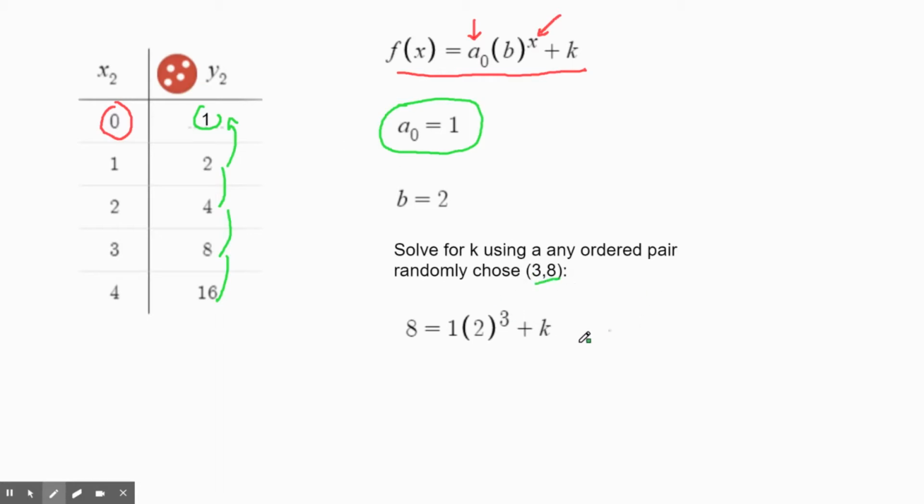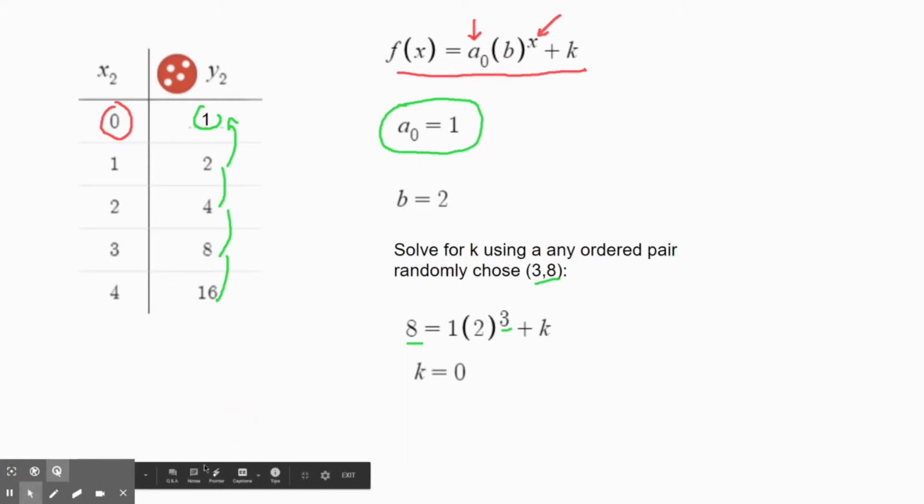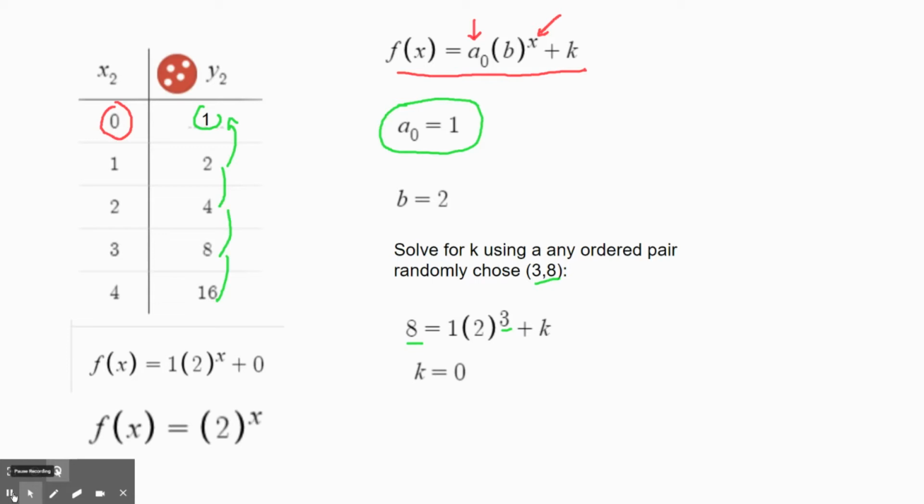Again, I'm using 3, 8. You could use any one of these ordered pairs. 8 goes in for y, 3 goes in for x. Solve for k, you still get, you guessed it, 0. So your final answer is f of x is equal to 1 times 2 to the x plus 0, or you could just write it like this without the 0 or the 1.